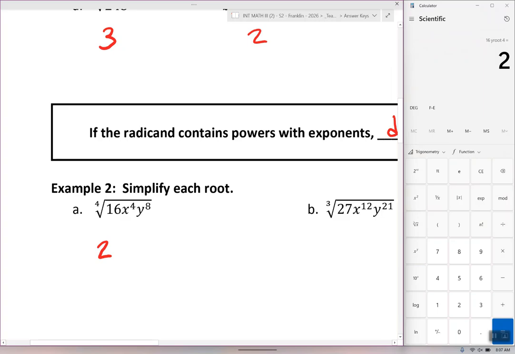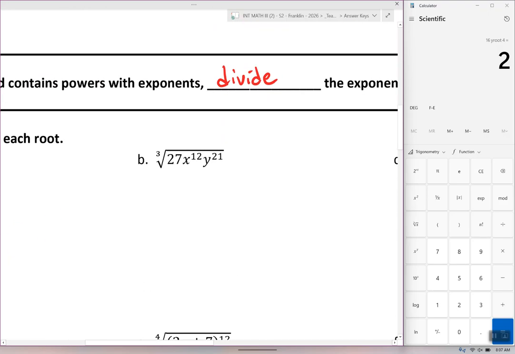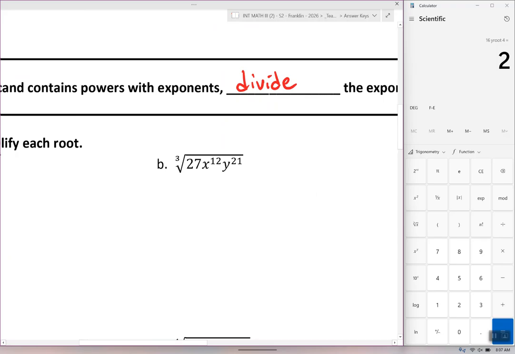Now we just divide these exponents by 4. 4 divided by 4 is 1, so we have an x. And then for y, 8 divided by 4 is 2, so 2xy squared. Next one here, example B, we have the cubed root of 27. Well, that's 3. 3 times 3 times 3 is 27. For x to the 12th, divide that by 3, we get x to the 4th. And 21 divided by 3 is 7 for y.